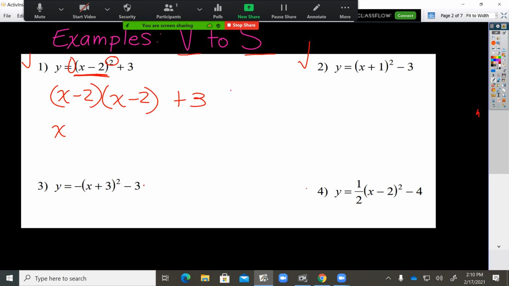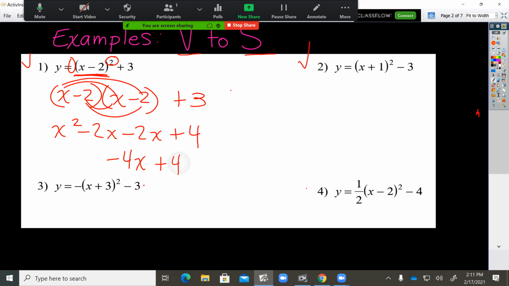Now we distribute. We get x squared minus 2x minus 2x plus 4. That's what you get when you distribute both terms to the other parentheses. Now we collect like terms in the middle. Negative 4x, bring down your positive 4, your x squared. Now it's time to bring down the positive 3. Last thing to do is collect those 2 like terms. So we end up with x squared minus 4x plus 7.